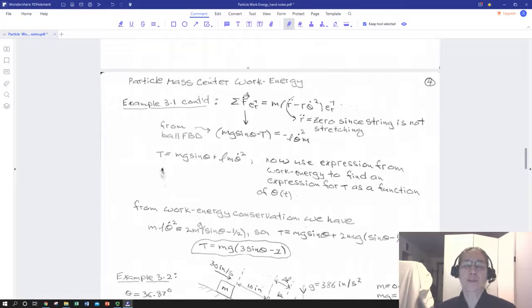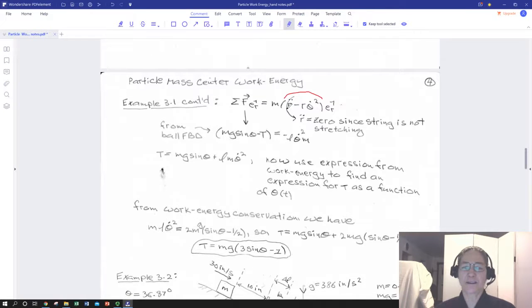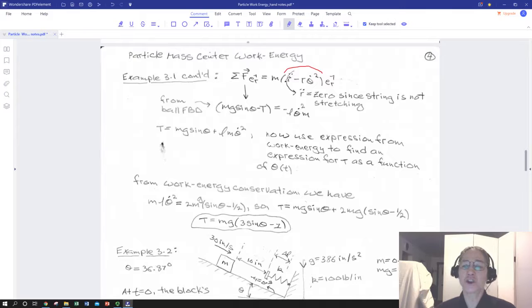So let's go back to our Newton's second law. The sum of the forces in the radial direction is equal to mass times the acceleration in the radial direction. And we have this expression for acceleration in the radial direction. Now don't confuse this with our velocity expression up here. This is the first portion of a longer expression for total acceleration in polar coordinates. We've just taken the portion that's in the r hat direction.